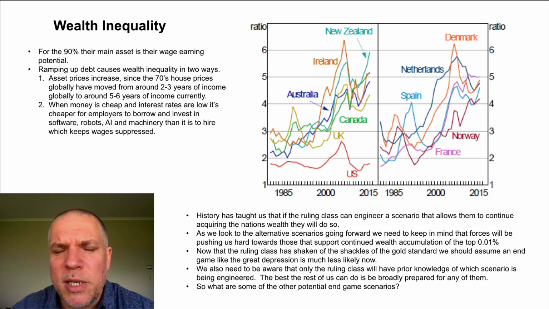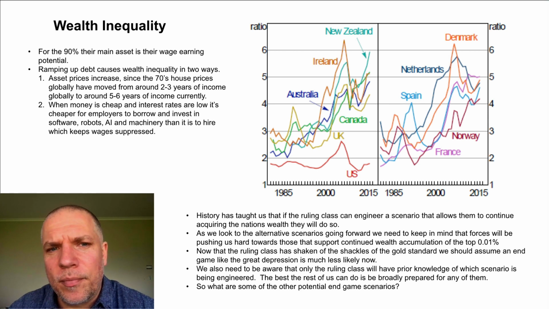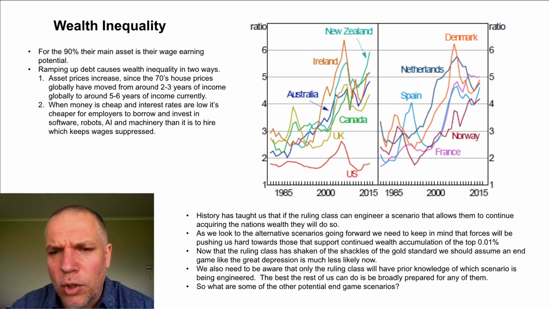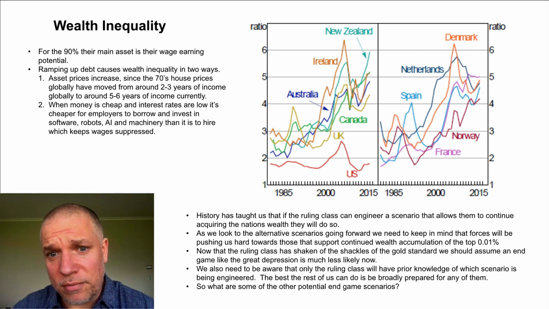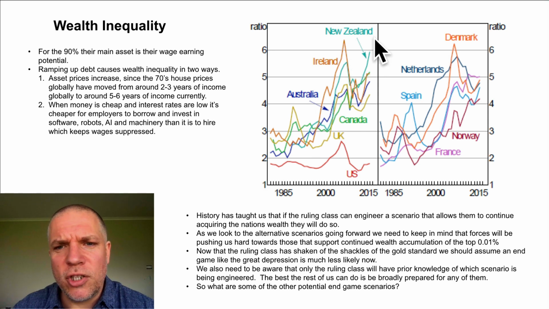If you're a wage earner, especially if you're entering the workforce for the first time, for that 90%, the only asset they have is their profession, is their wage. It's unlike the wealthy, the ruling class who have an enormous amount of assets and are born into those assets. They benefit from this increase you're seeing here, but the wage earners don't. That just means things are getting more and more out of reach for them.